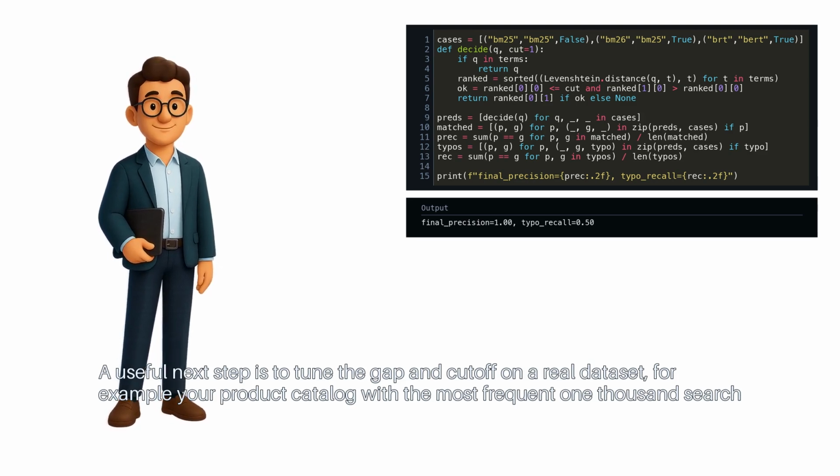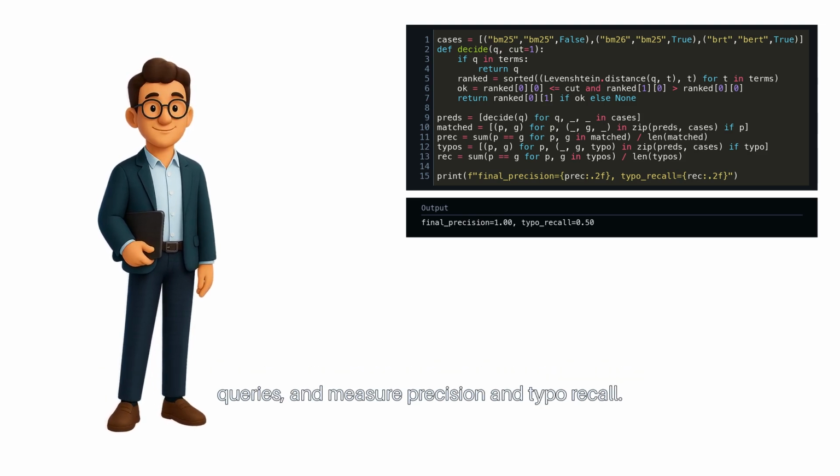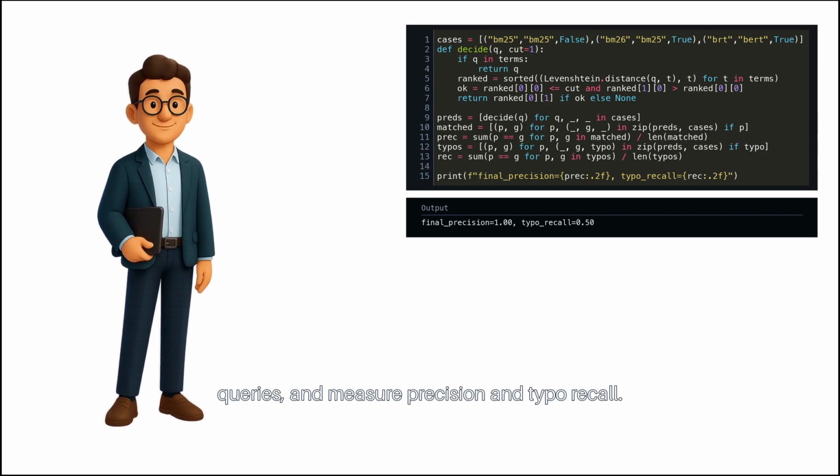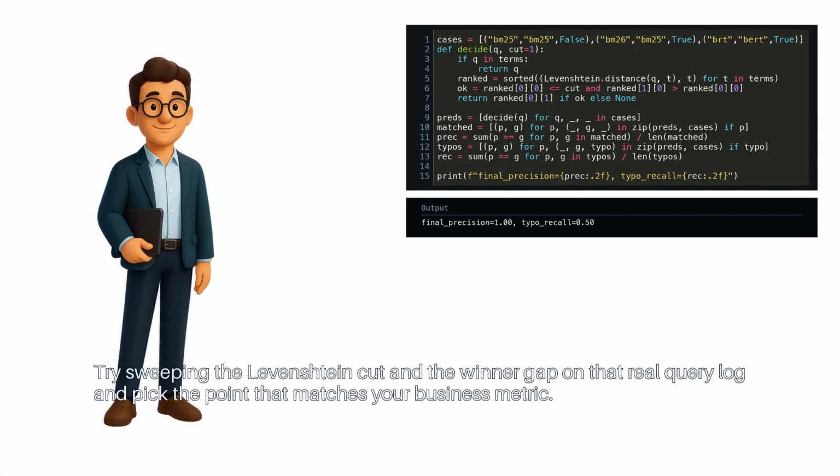For example, take your product catalog with the most frequent 1,000 search queries and measure precision and typo recall. Try sweeping the Levenshtein cut and the winner gap on that real query log, and pick the point that matches your business metric.